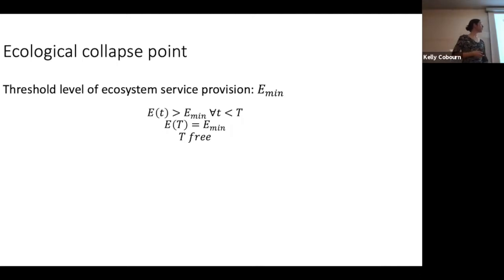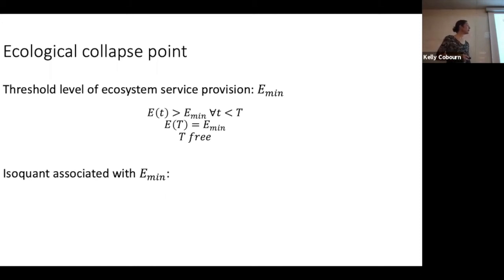In all periods in the problem prior to hitting that threshold, it must be the case that ecosystem service provision exceeds that minimum level. In some free terminal period, capital T, ecosystem service provision can hit that level, E min. This will determine the period in which we hit that threshold. Conceptually, what we're trying to do is to find the combination of primary and secondary forest that's associated with the isoquant defined by E min, the threshold level of ecosystem service production. We can use our CES production function, plugging in the terminal period, capital T, to identify the bundle of primary and secondary forests that holds in that terminal time period.